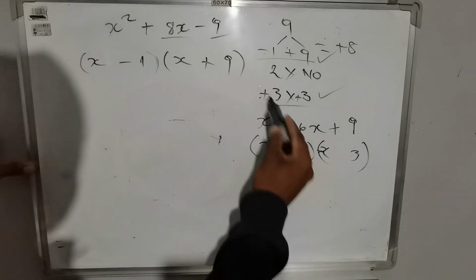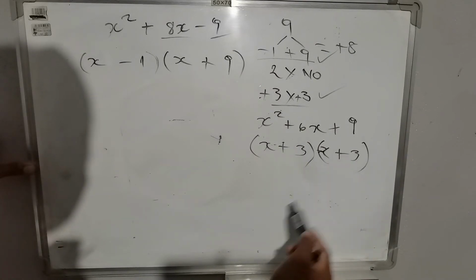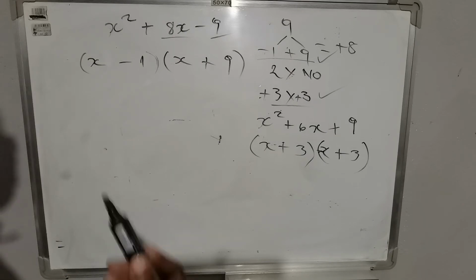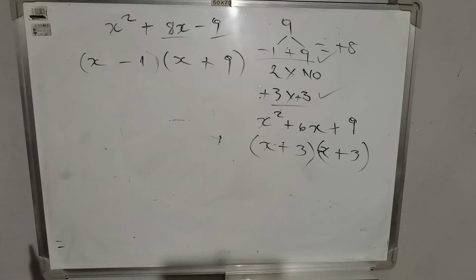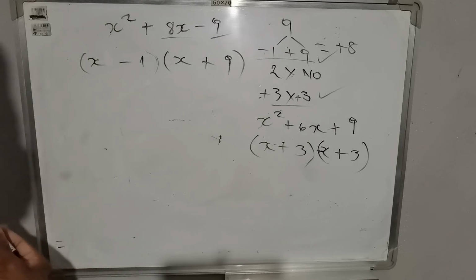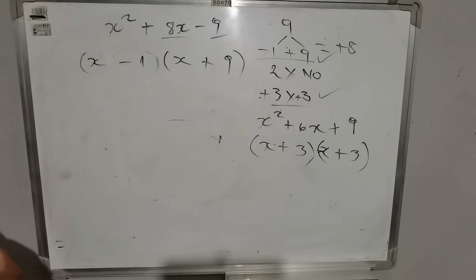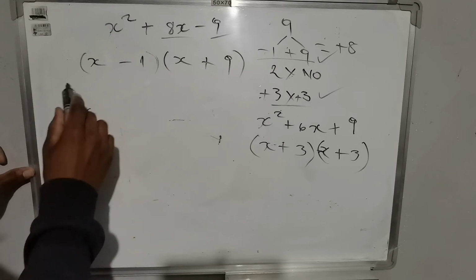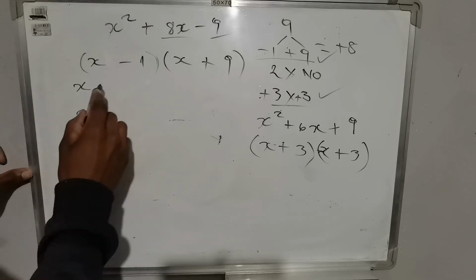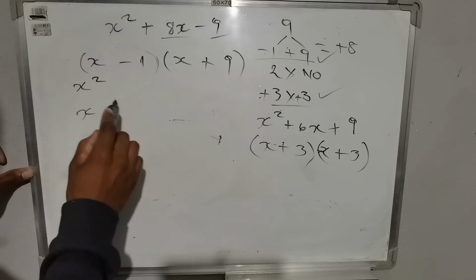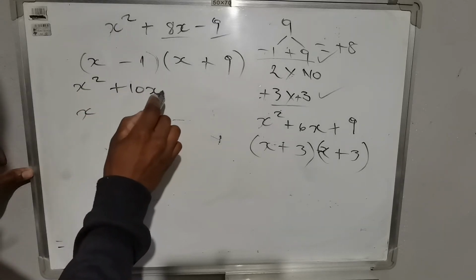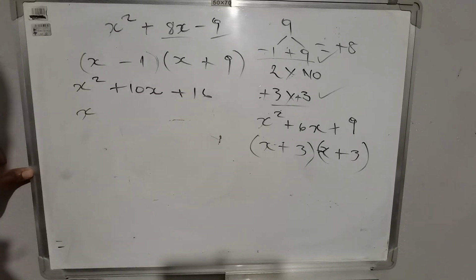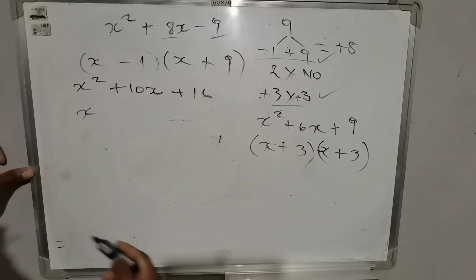So we said 3, we said the 3s must both be positive. If you foil this, you get this. So that is how you will solve trinomials. They won't always be this easy. Sometimes they can be tricky. Let's do the last one. Let's say x squared plus 10x plus 16. It's almost the same as that one.